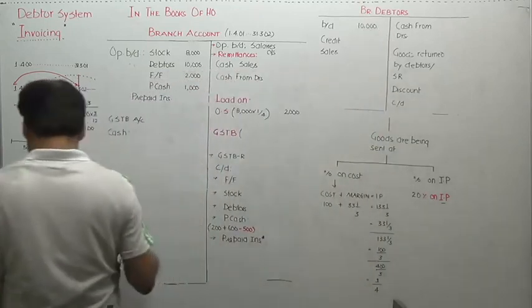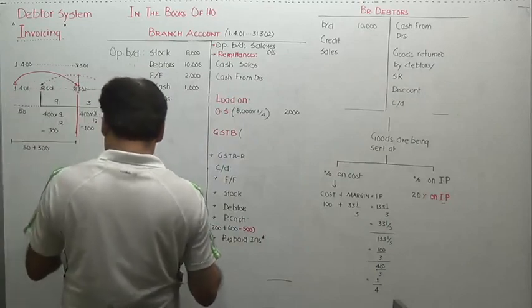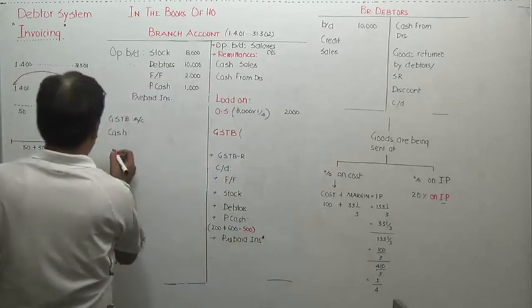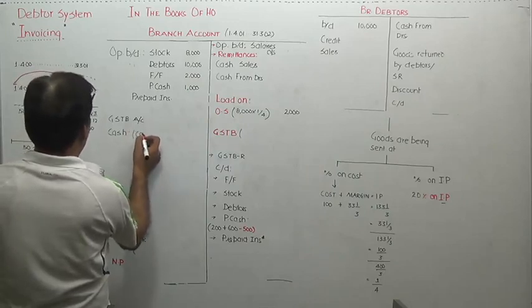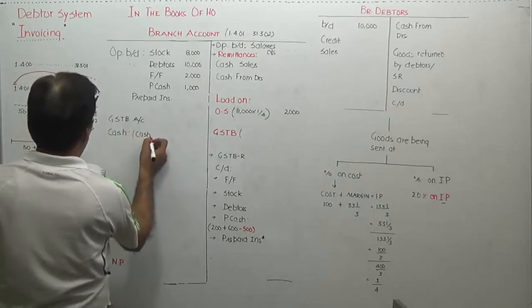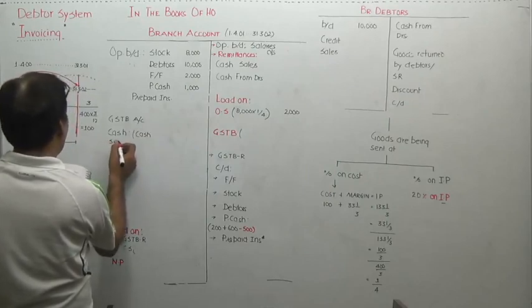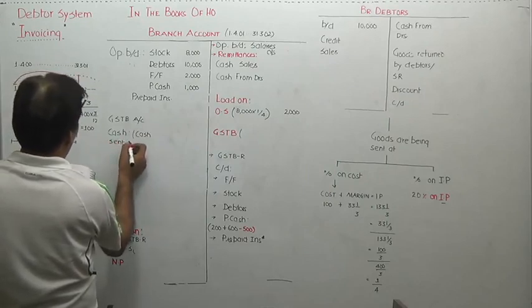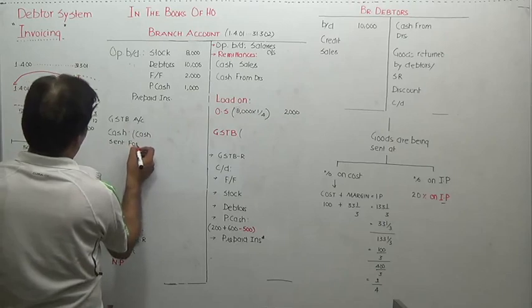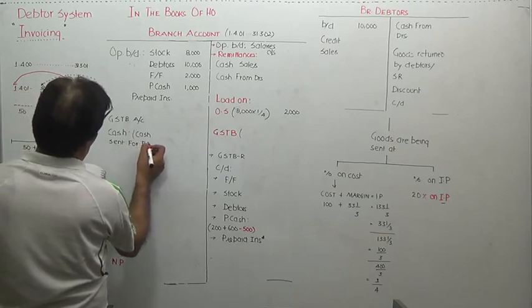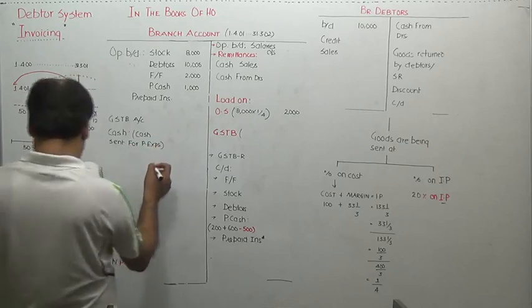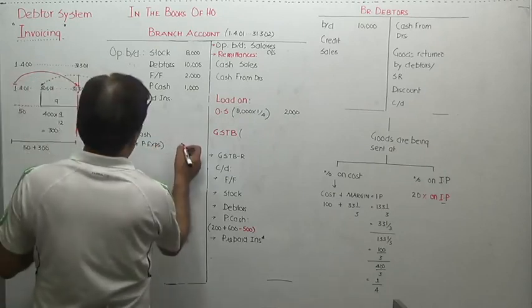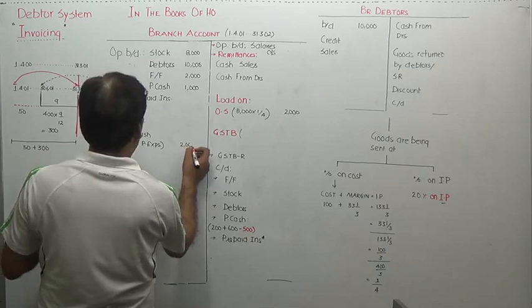Then you have been given in this case cash sent by head office for petty expenses. So you will write cash, and in brackets you can write cash sent for petty expenses. How much is it? In this case, it happens to be 2,000. So you are going to write here 2,000.